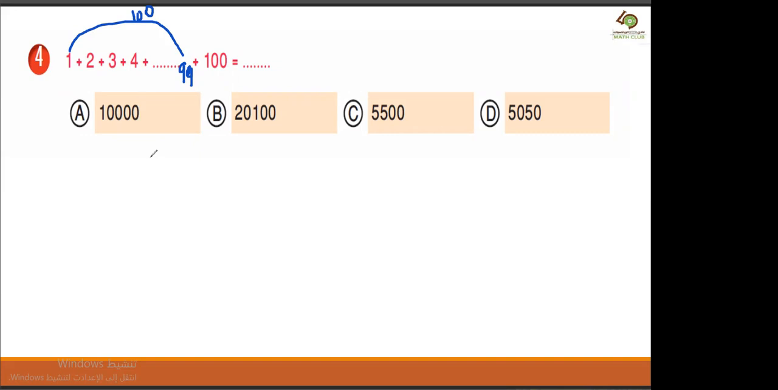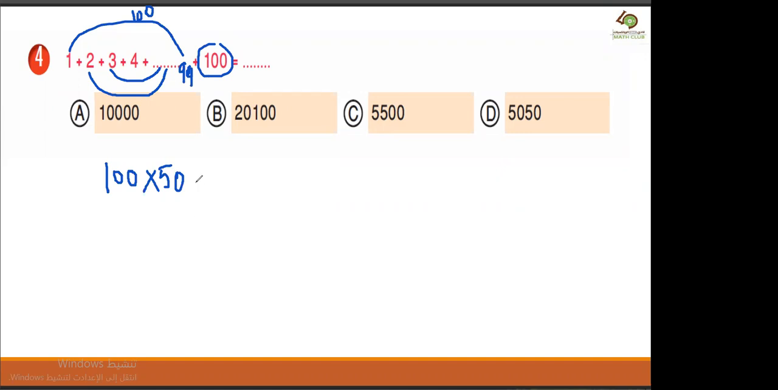Right. Also 2 with 98, it is 100. 3 plus 97, it is 100. 4 plus 96, it is 100. How many 100s do I have? No, not 4. Because I have the half of 100, I have 50 hundreds. I have 50, the half of 100.